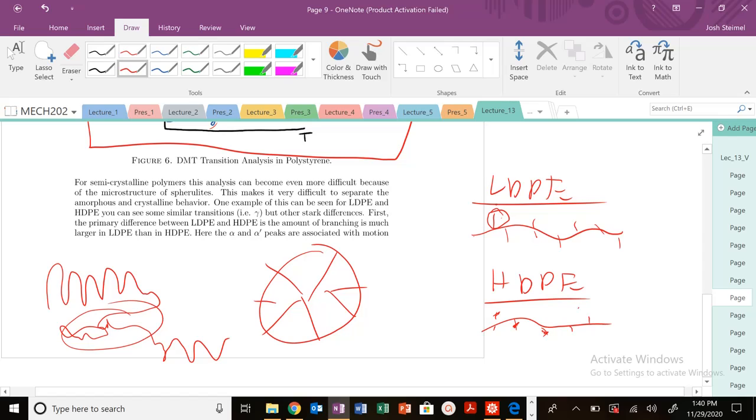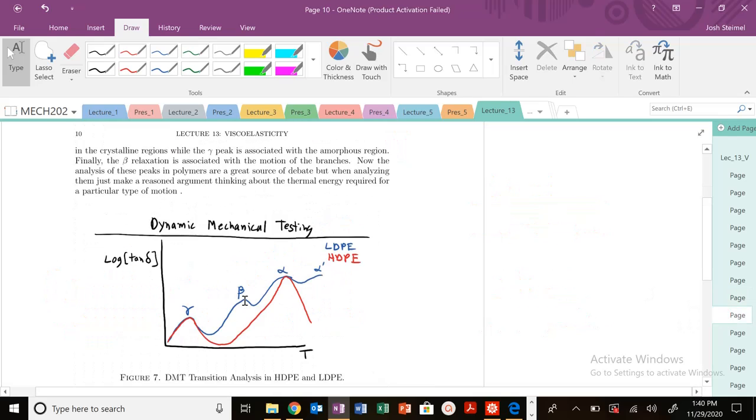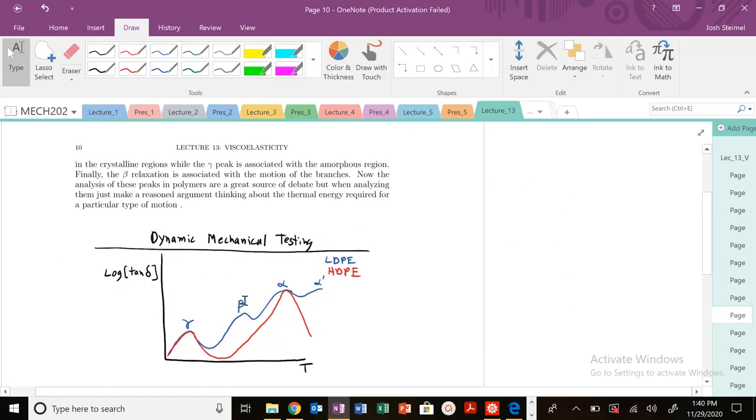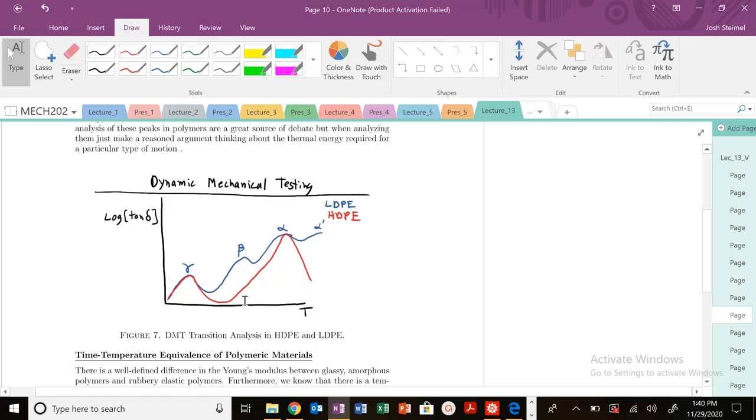So let's look at low-density and high-density polyethylene and the dynamic mechanical testing results as a function of temperature. We see some interesting things here. There are some peaks that tend to line up. We see this alpha peak here and this gamma peak here. They line up very well for low-density and high-density polyethylene. So what could that motion correspond to?